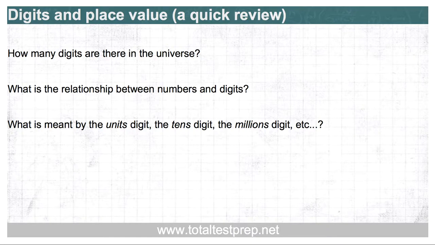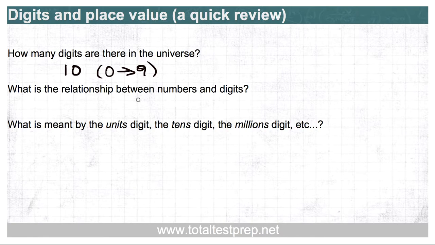In this lesson, we'll be talking about digits and place value and doing a quick review of the concept. So, how many digits are there in the universe? There are actually just 10 digits in the universe. Those are the digits 0 through 9. This is a bit of a trick question.